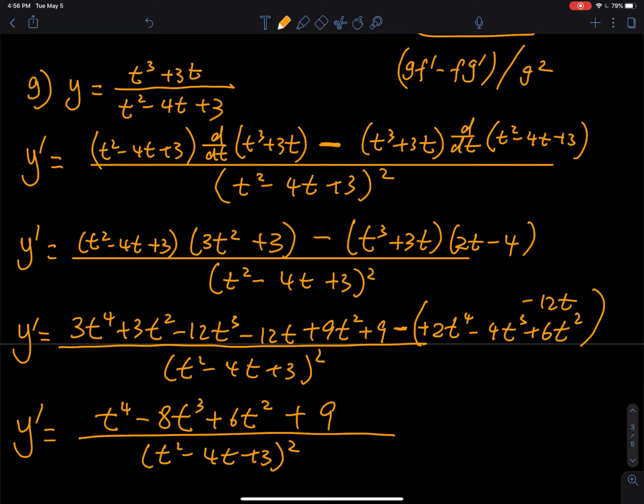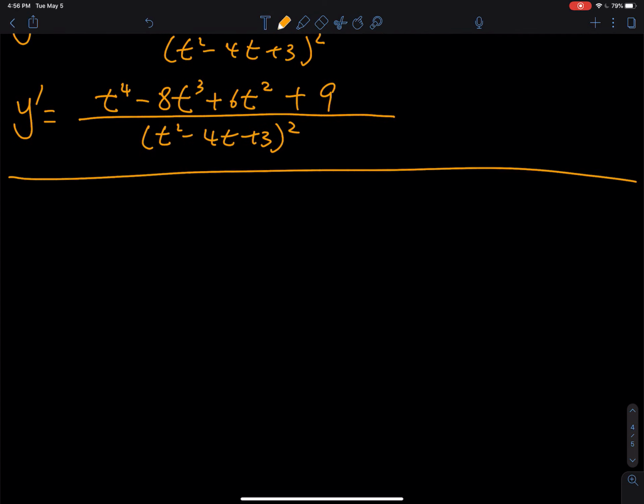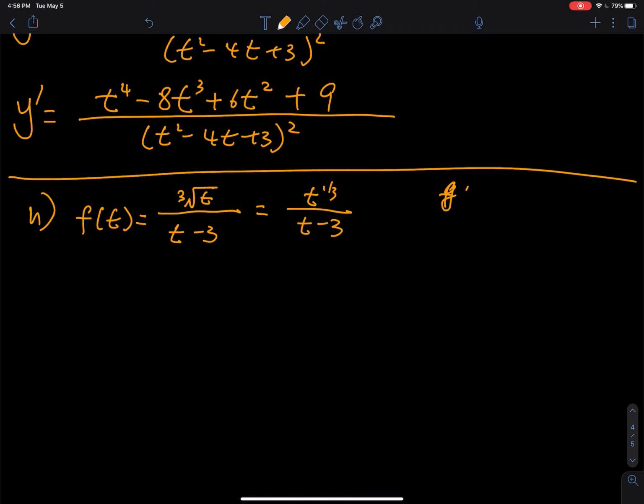All right, moving on to part H. So part H, we have f of t equals the cube root of t divided by t minus 3. The cube root, let's put the cube root as t to the 1/3 divided by t minus 3. What's the quotient rule? The quotient rule is g f prime minus f g prime divided by g squared.